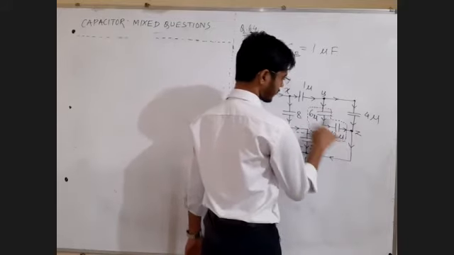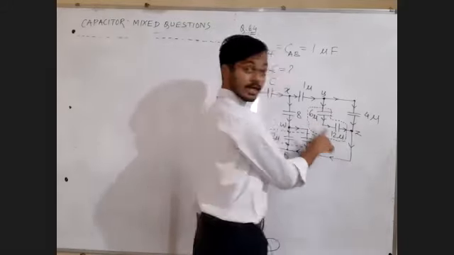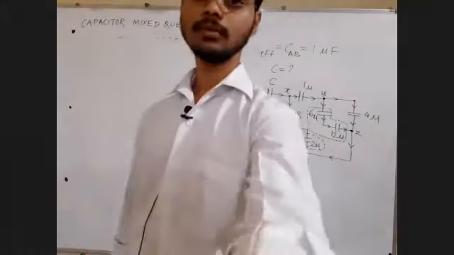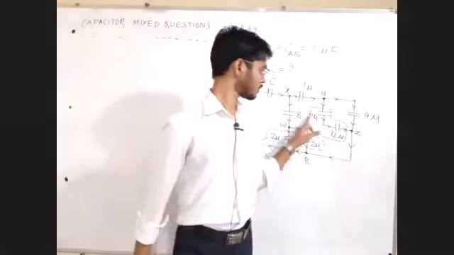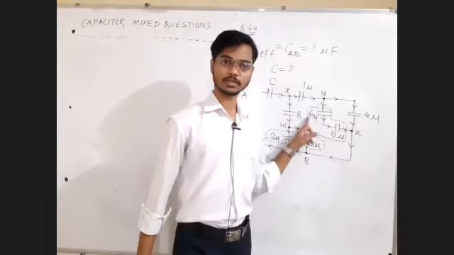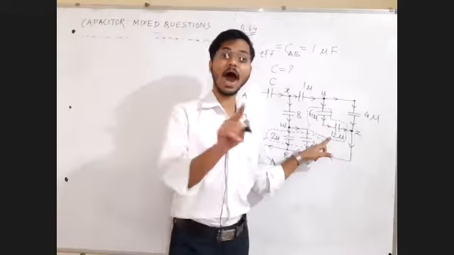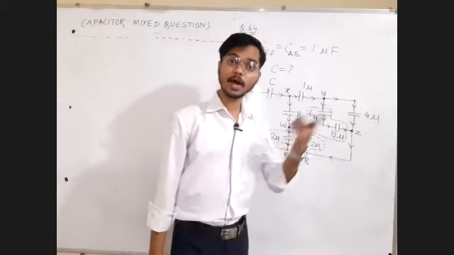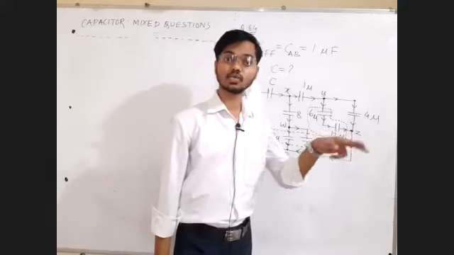For resistors, R to R is parallel; for capacitors, C to C is series. C means 6, 2C means 12. C to C series, R to R parallel. Answer: 2R upon 3.